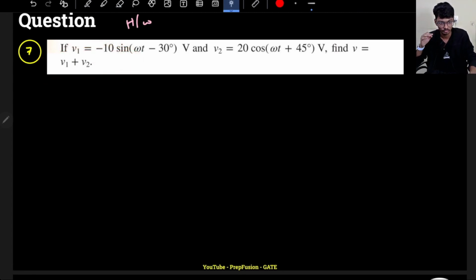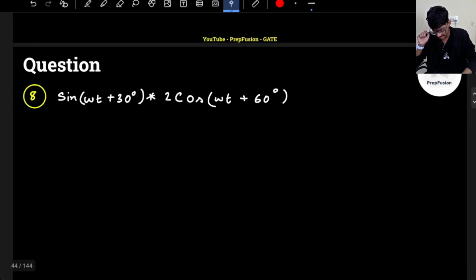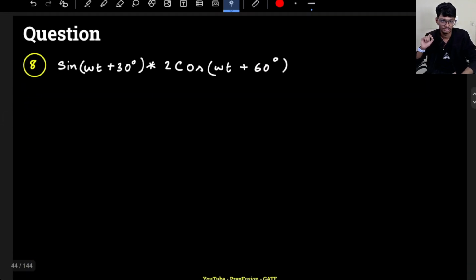Same thing only, whatever I have told you, that thing only we are doing. Now next thing is, can you do the multiplication operation? Is the multiplication operation allowed?